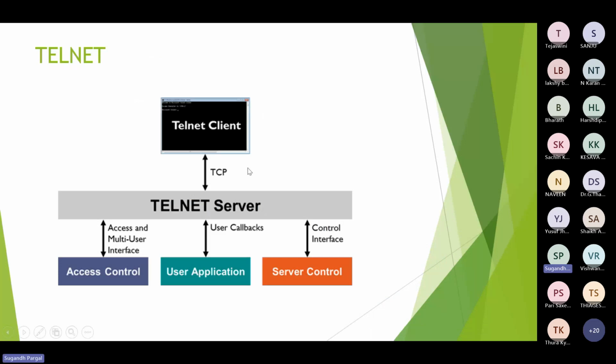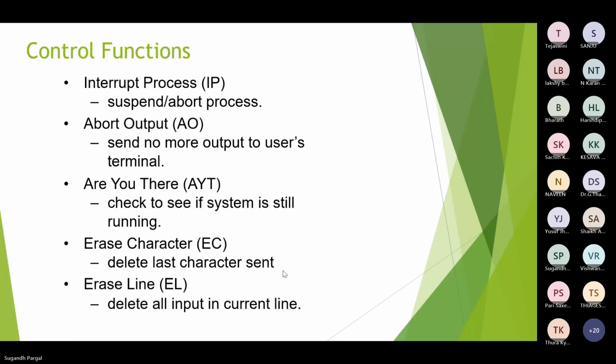So this is the telnet client, which asks the telnet server for different things, for access control, user application, server control, etc. So there are multiple control functions. One is interrupt process, to suspend or abort a process, then abort output, to send no more output to the user terminal. Are you there, to check to see if the system is still running? Erase character, to delete the last character, and erase line, to delete the current input line.